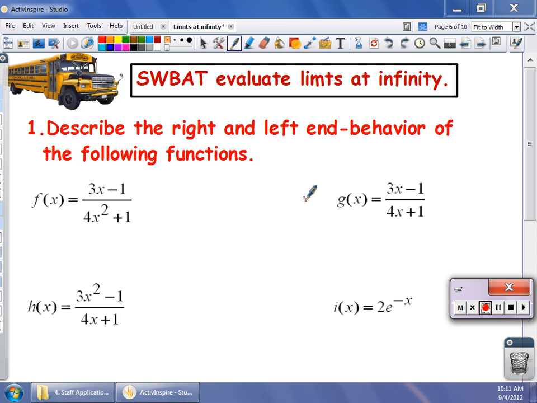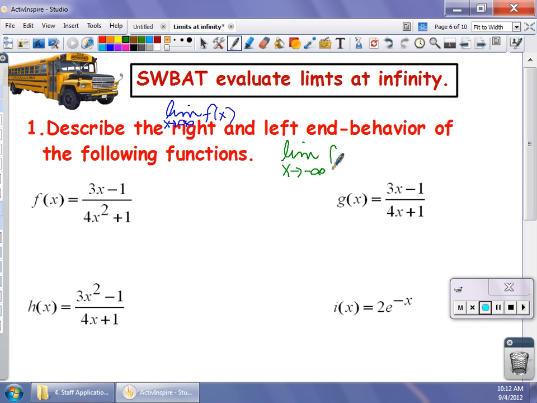When you're trying to find the right end behavior of a function, we've already discussed in class that that's really the same thing as finding the limit as x approaches positive infinity of a function. And if we're finding the left end behavior, that's the same thing as finding the limit as x approaches negative infinity of a function.